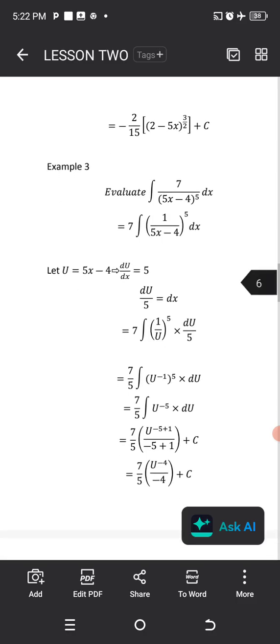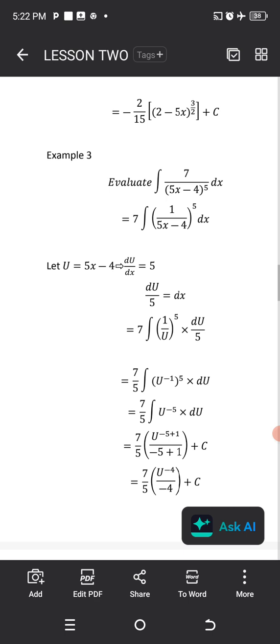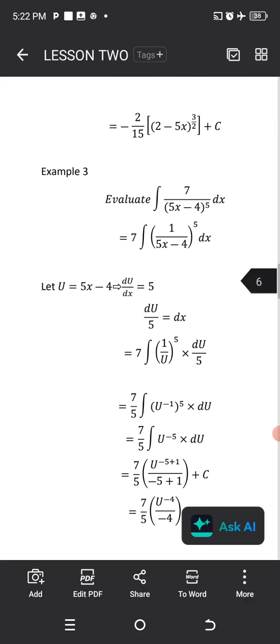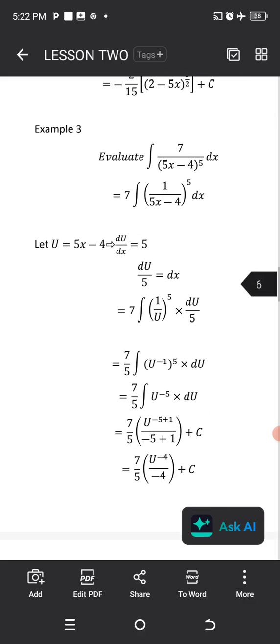So like we've been doing, let u equals 5x minus 4. So you differentiate u with respect to x. So you have du over 5 equals dx. So 7 integral of 1 over u to the 5 multiplied by du over 5. So from the basic, you can't run away from that basic integration formula. You will be applying it every time, often.